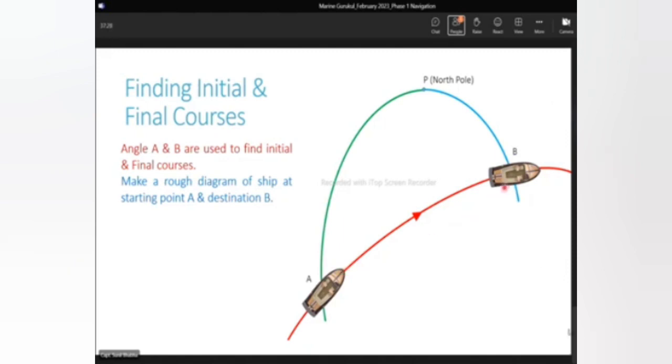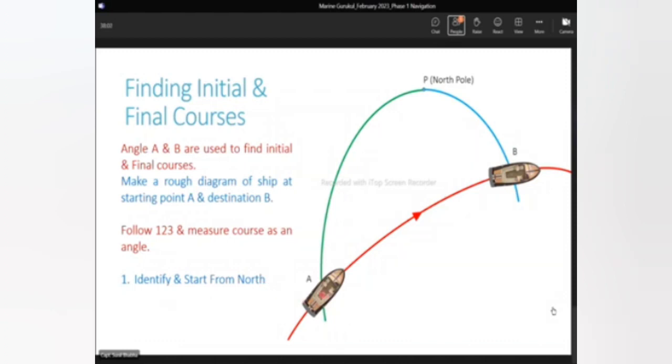So we have the rough diagram at both these locations visible now. Now for finding the initial and final courses, follow a simple 1, 2, 3 stepwise procedure. Follow this 1, 2, 3 method and measure the course as an angle. What is this 1, 2, 3 method? Number 1, identify and start from north.